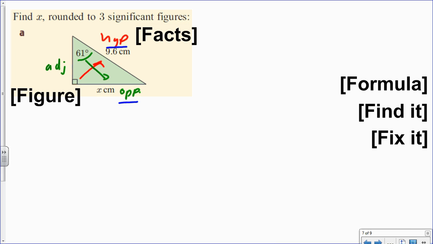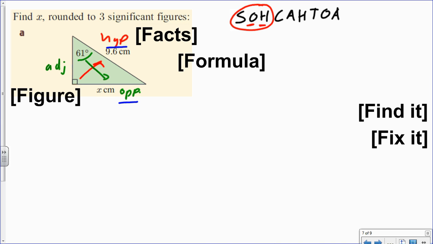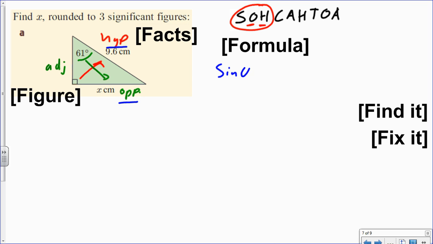So remember I told you about SOHCAHTOA. What we're looking for is the bit where we've got opposite and hypotenuse. We've got opposite and hypotenuse already mentioned in there. So that means we're going to be using that part of SOHCAHTOA. This is where we write in our formula. So that formula is now going to be sine theta equals opposite over hypotenuse. Now we've got our formula in there.